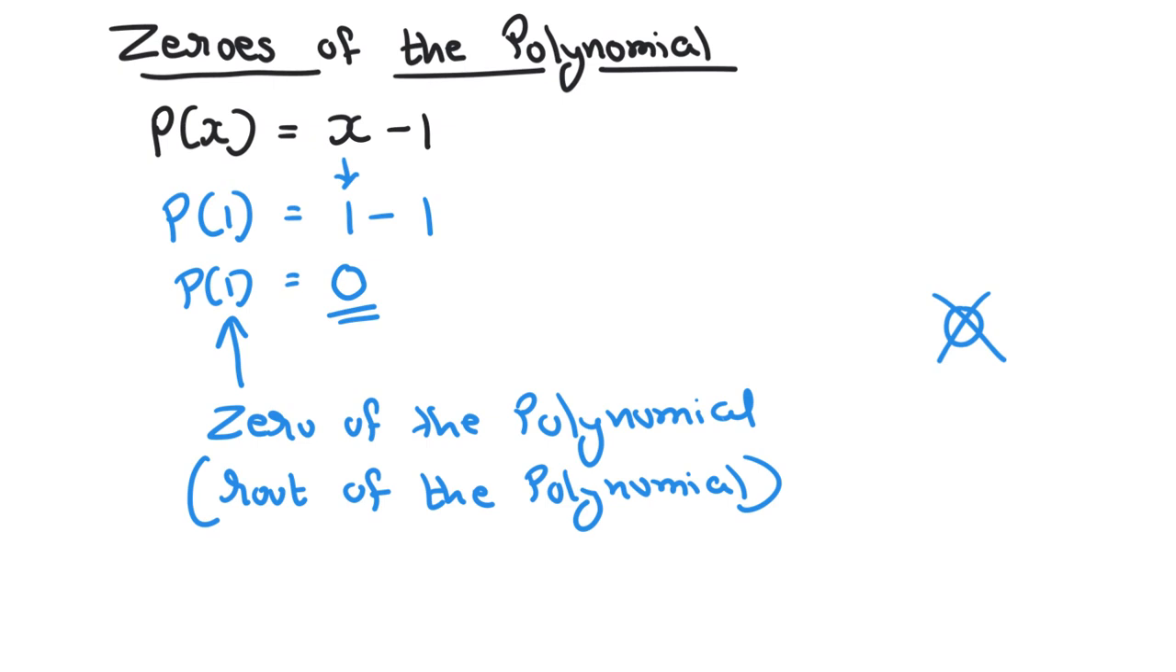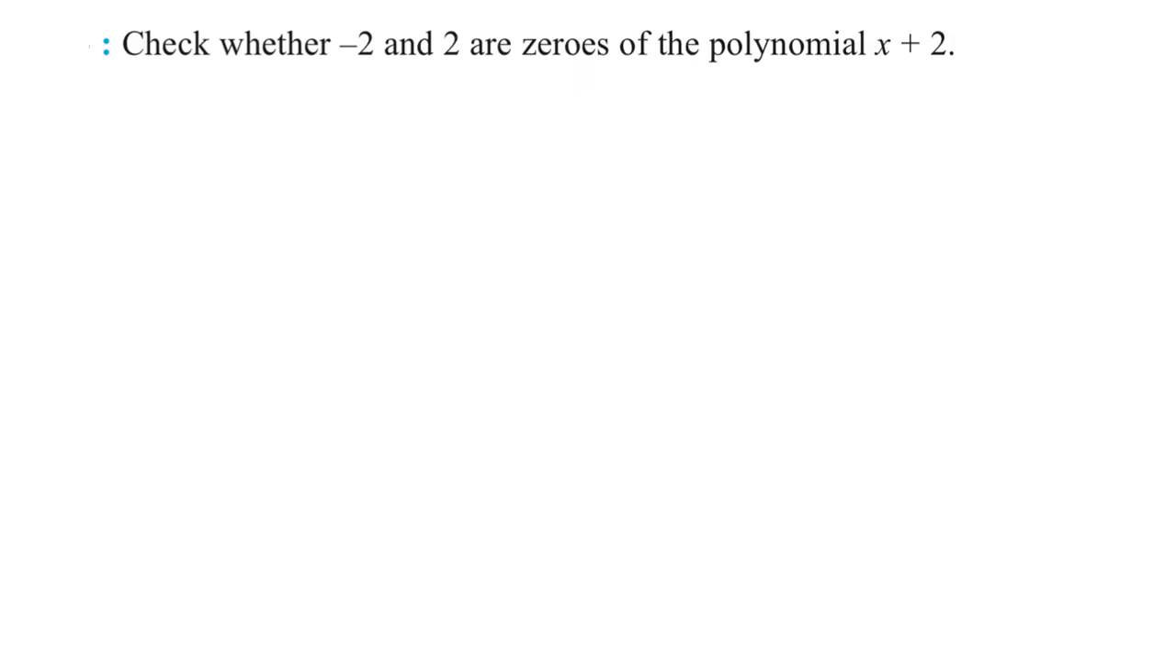Let's look at some more examples. Let's look at this example. Check whether -2 and 2 are zeros of the polynomial x plus 2. So what is the polynomial given to us? P of x is equal to x plus 2. Check whether -2 and 2 are the zeros of the polynomial. Always better to read the question again and again to grasp what it is telling, so that we don't miss out on what is being asked.